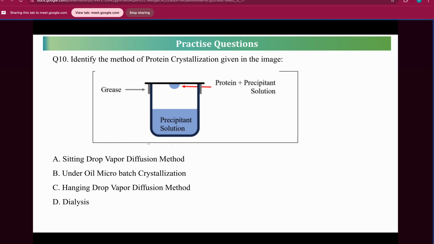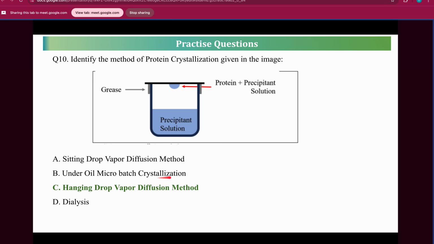Okay, so now let's talk about the right answer. The right option is the hanging drop vapor diffusion method. One clear thing with which you can identify the method is that in this case the protein drop is hanging. That's why it is a hanging drop vapor diffusion method. Whereas in the case of sitting drop, instead of the cover slip containing the protein, the protein will be kept somewhere here, so it will not be hanging. In that case, it is known as the sitting drop vapor method.